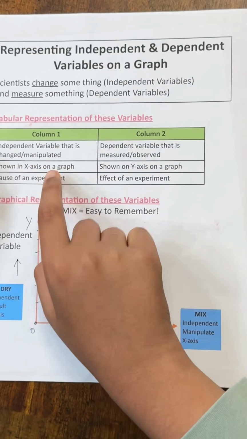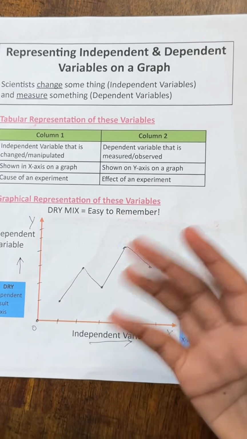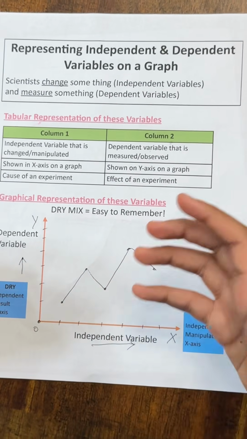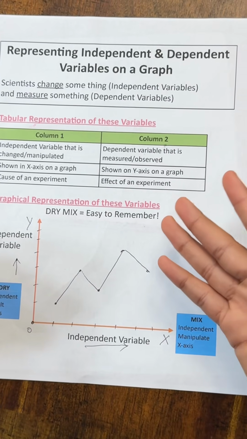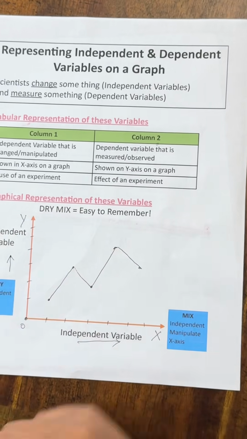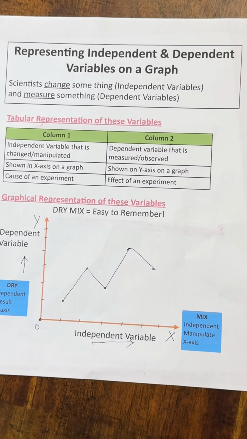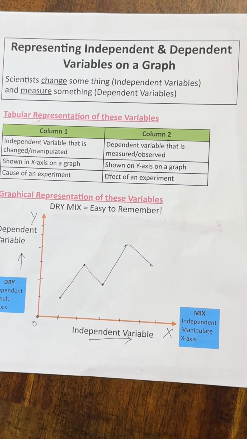It's because the independent variable is basically the reason why the experiment is starting, while column 2 is the effect, observing what's happening in the experiment, while the change and manipulation is the cause of the experiment. So this is all about independent and dependent variables on a graph and a table.